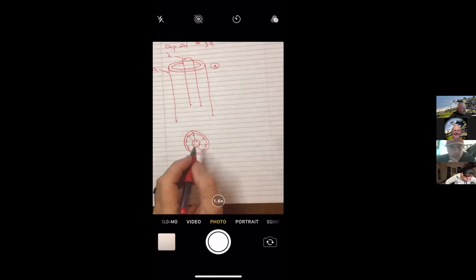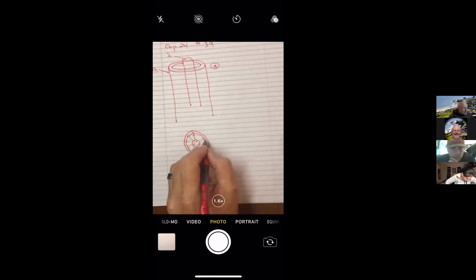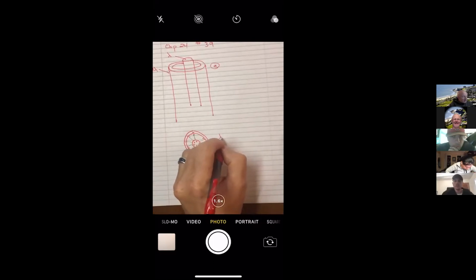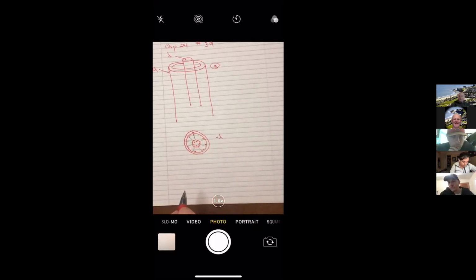So that tells me that this inner surface must have a charge density of negative lambda. It's negative because the negatives are being pulled inwards. Right, and the negatives are used to terminate the field.